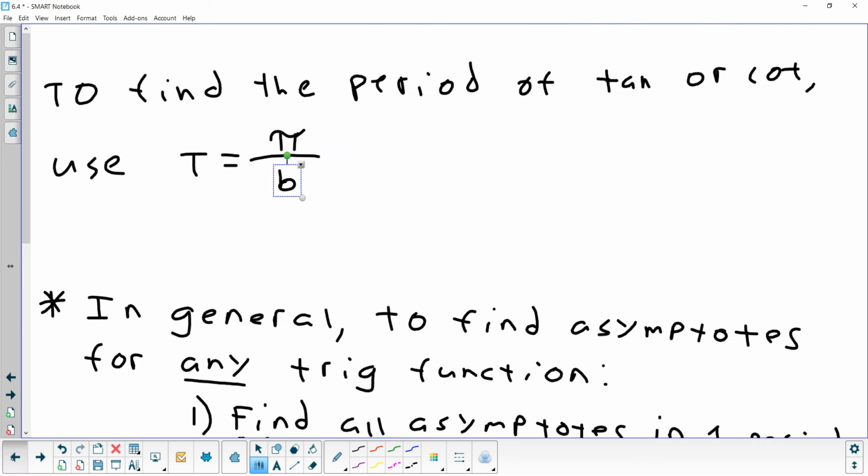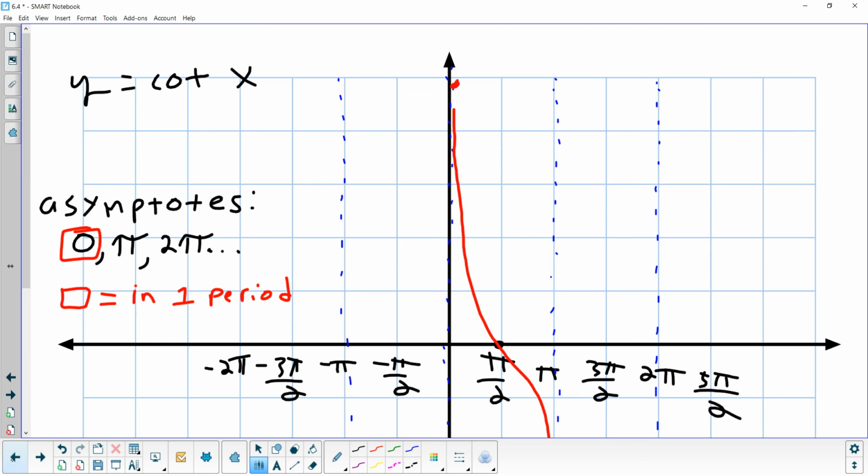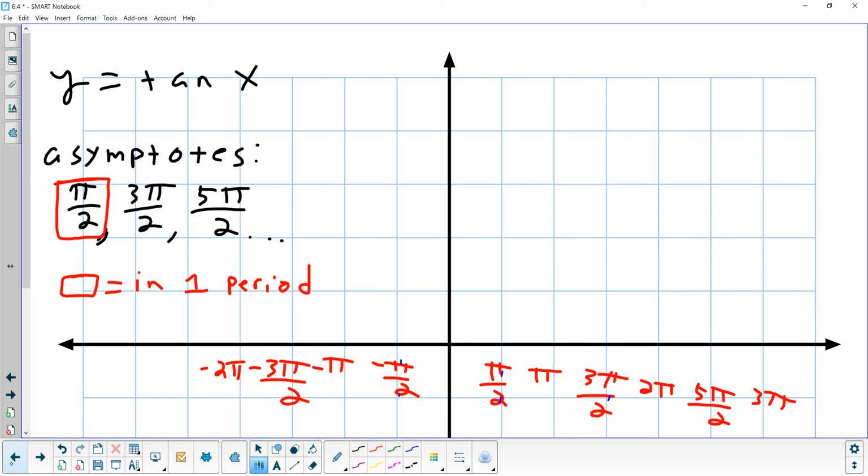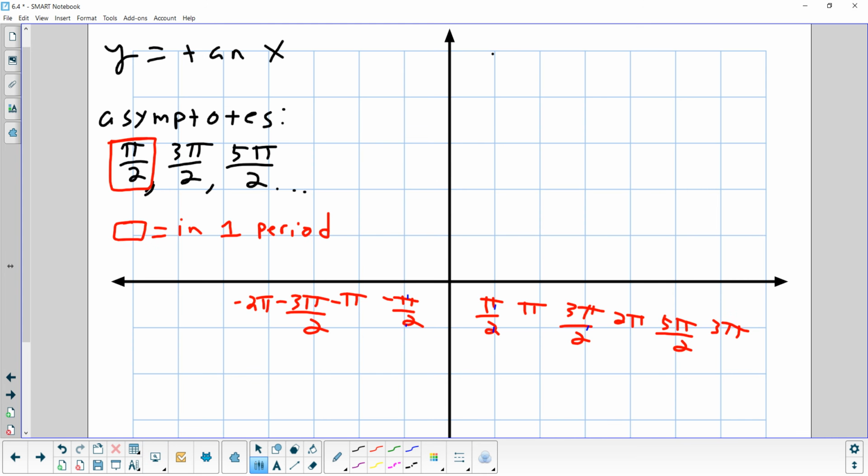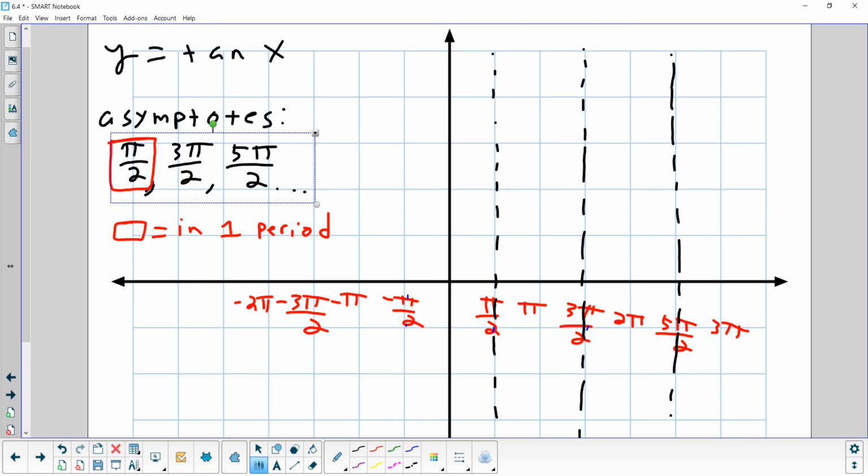So let's go back to our graph of tangent. Let's take a look at it. And I might have to just sketch it real quick. So there's an asymptote at pi over 2. Here's another one at 3 pi over 2. Here's another one at 5 pi over 2. What's the distance between asymptotes? John? Would be pi units. Pi, right? It's pi radians.